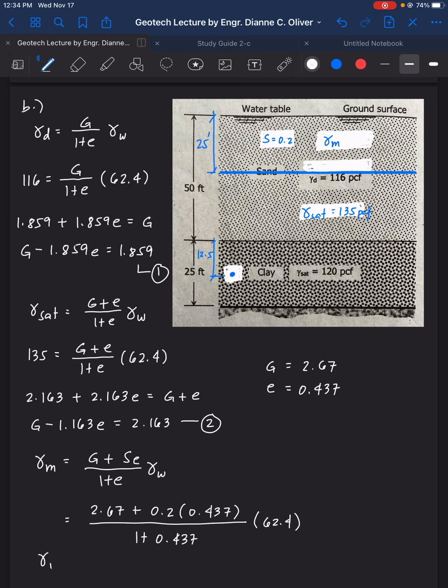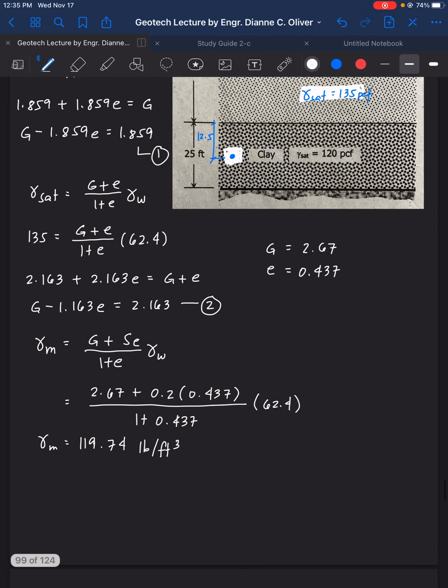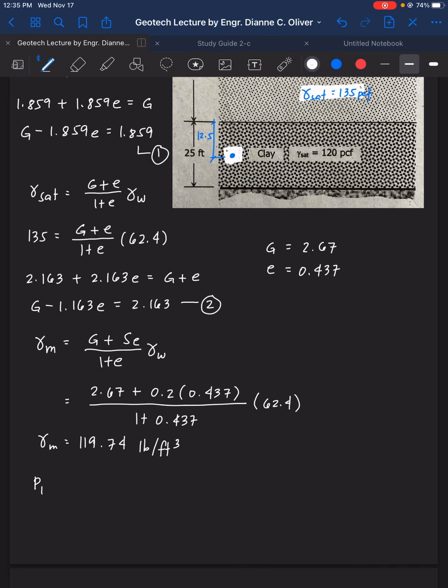So gamma moist is now equal to 119.74 PCF or pound per cubic foot. Okay, now we were able to find the value for gamma moist. We can now solve for P effective.